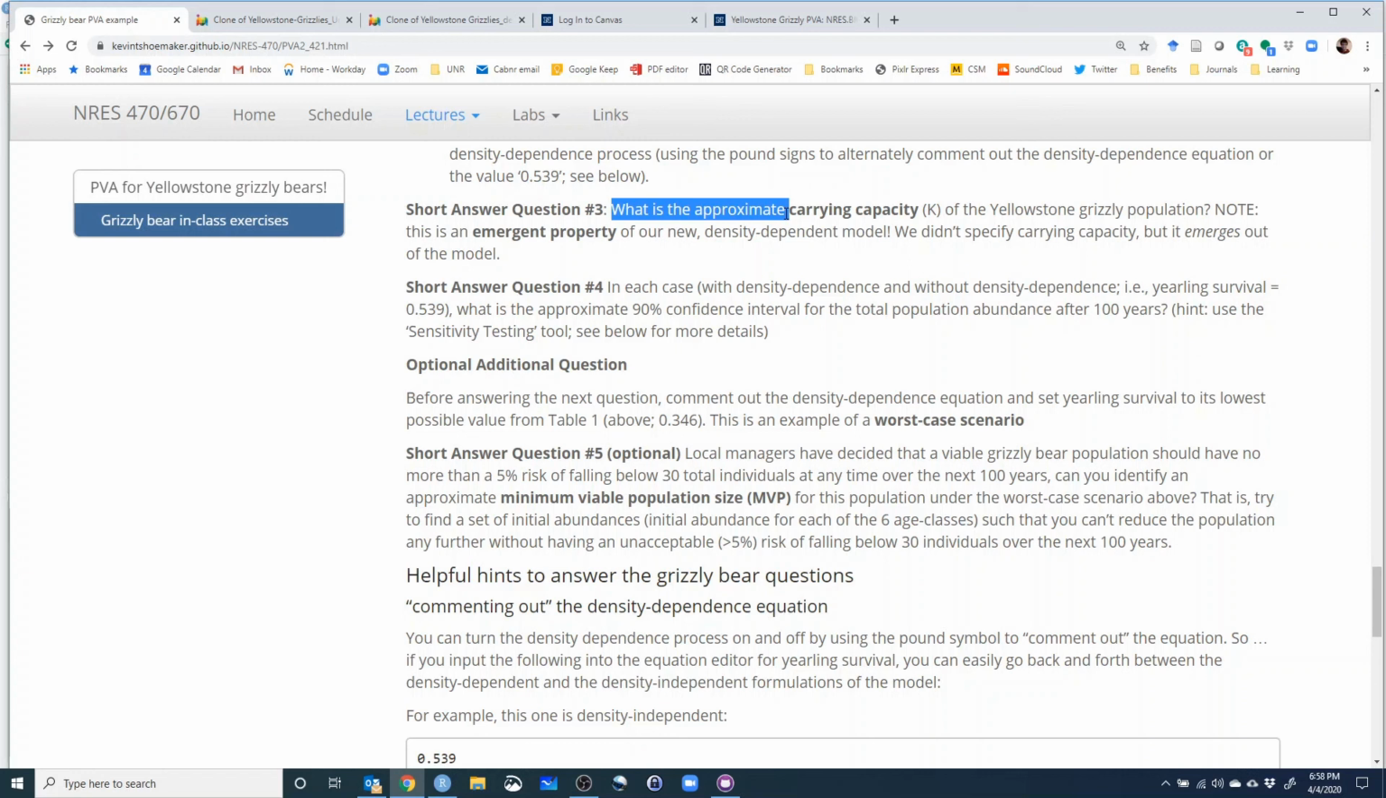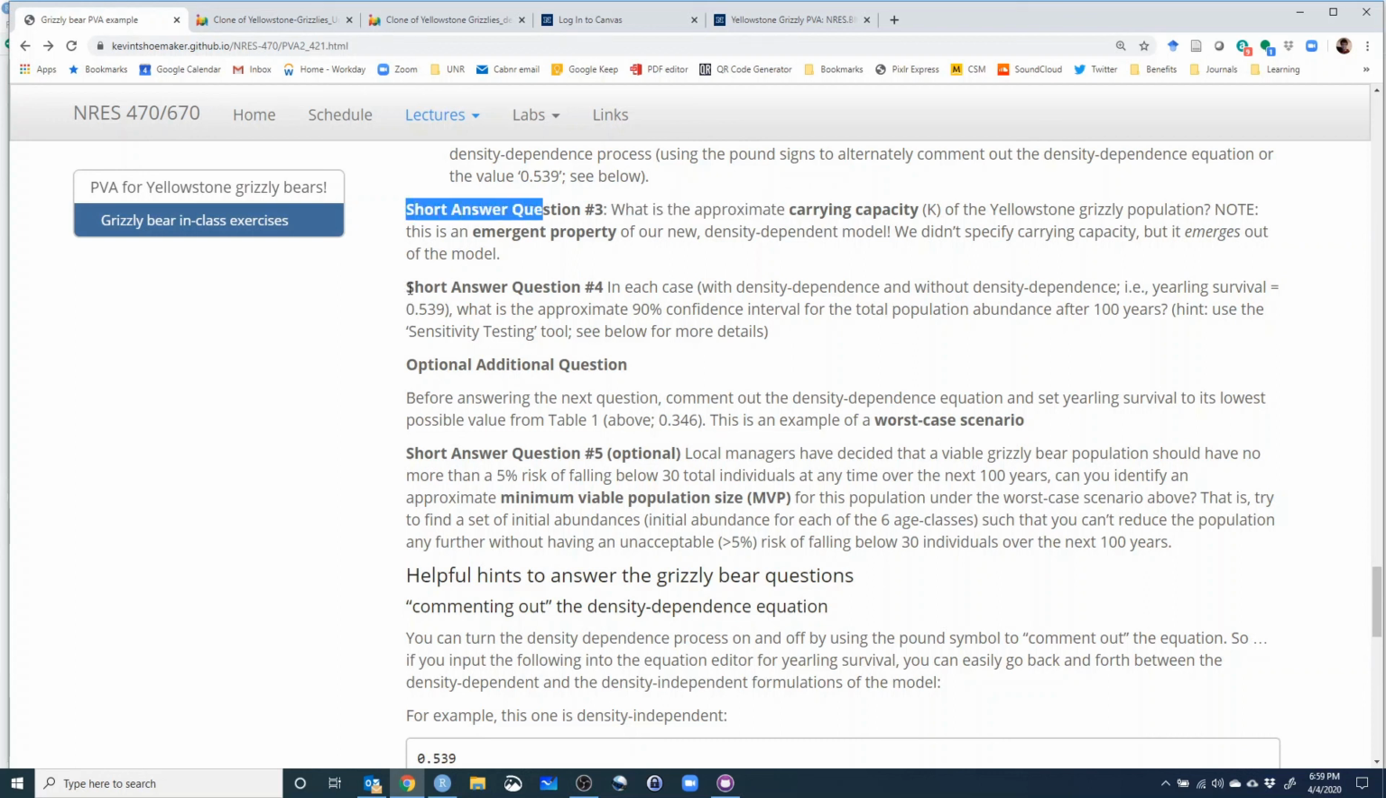That is another really useful thing. This is what makes models so valuable in ecology and conservation: when we run them, we can get important and often unexpected results, and those results can have incredible importance for basic science and for conservation. Okay, so what's the first short answer question? What's carrying capacity at Yellowstone?